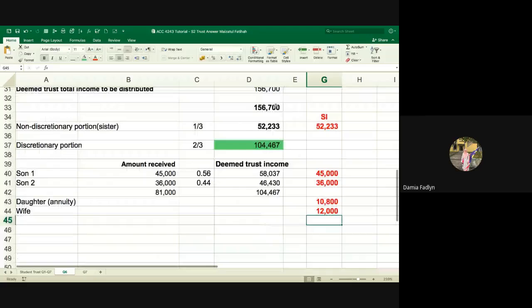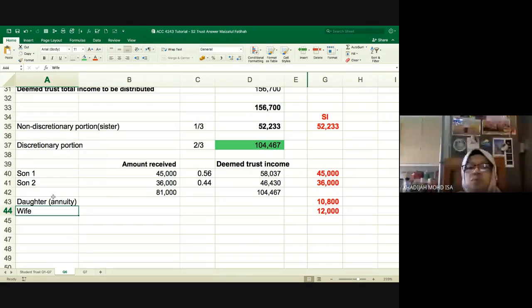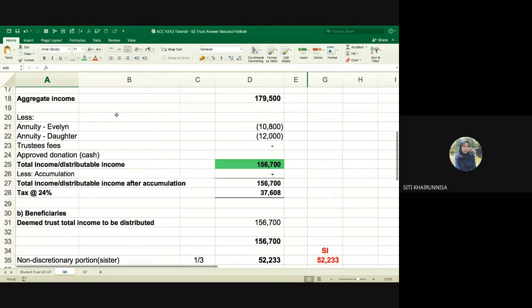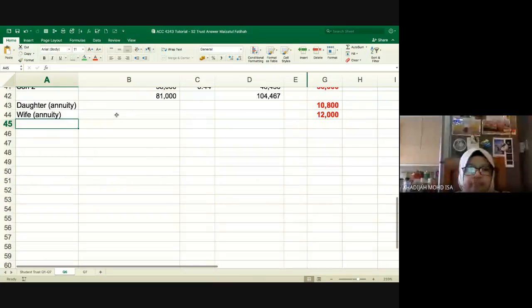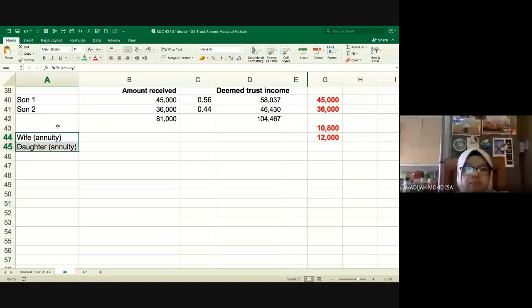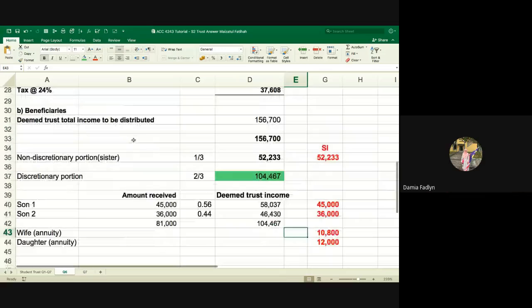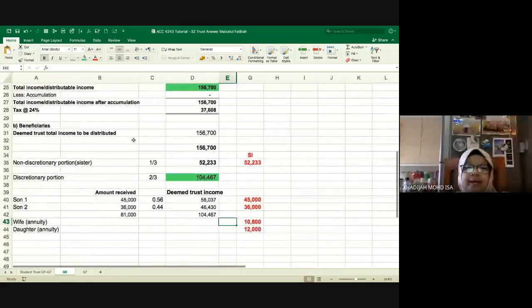So don't forget these two items. Sometimes students forget and lose two ticks because the question asks for all the beneficiaries, not only son 1, son 2 and sister, but you also have the daughter, which is annuity. It seems reversed. Which one is 10,800? Wife. Evelyn, wife. Okay, so far okay? Okay, that's good.